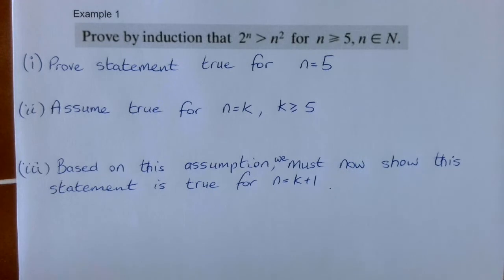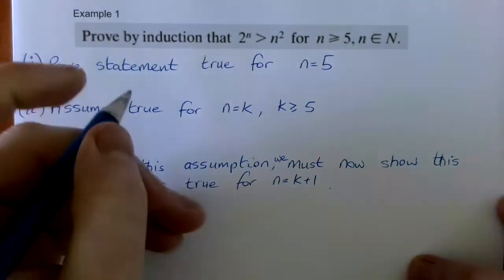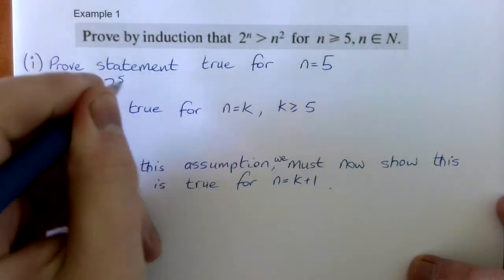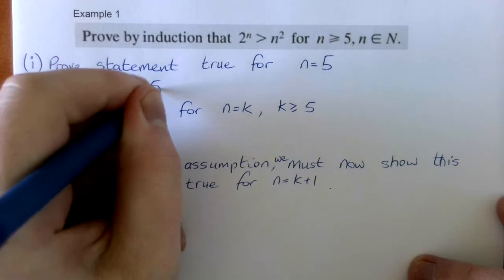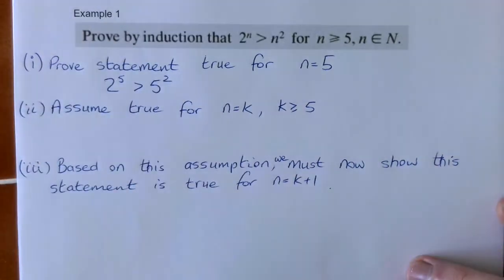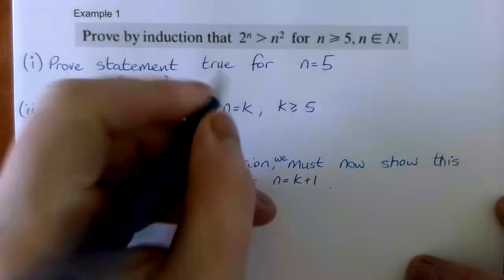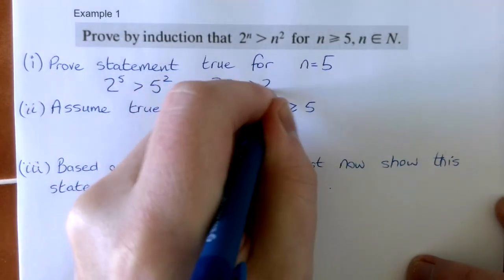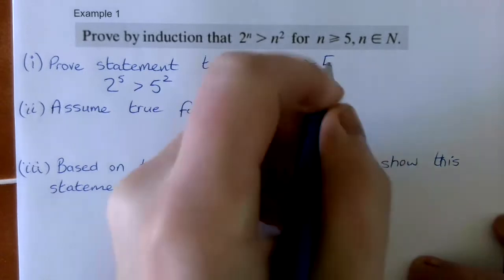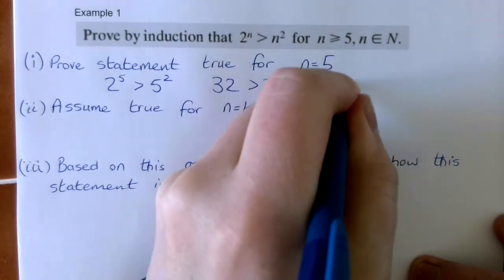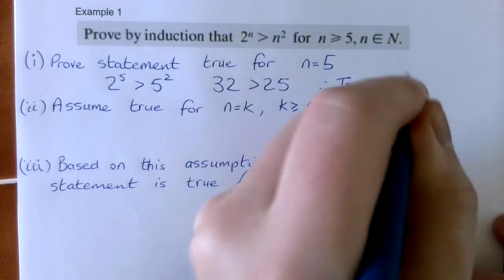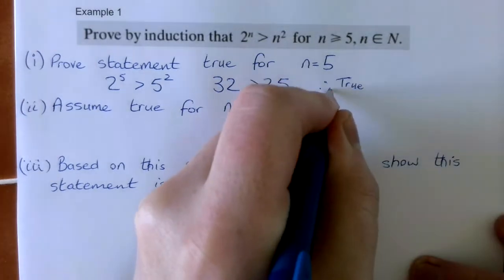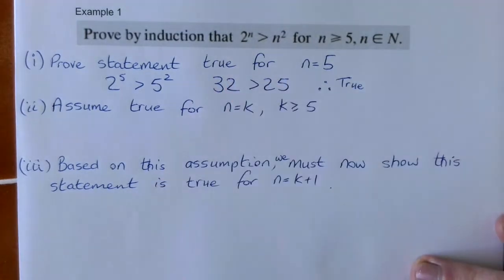Okay, so looking at the very first one, we have to prove the statement is true for n equal to 5. So putting in n equal to 5, we have 2 to the power of 5 is greater than 5 squared. So we're going to try to prove that this is true. 2 to the power of 5 is 32. 5 squared is 25. 32 is greater than 25. Therefore, true. And you can write true for n equal to 5 or whatever you like there. So these 3 dots just stand for therefore.